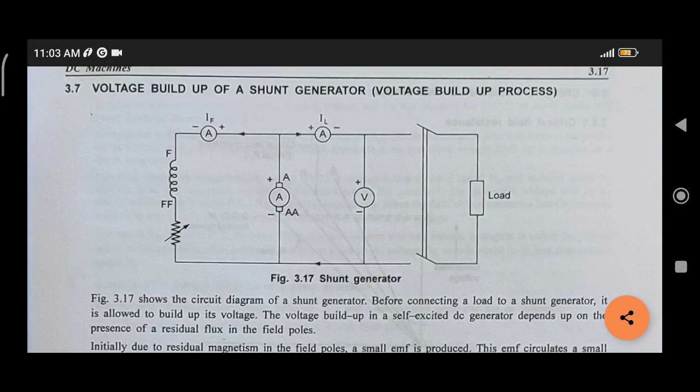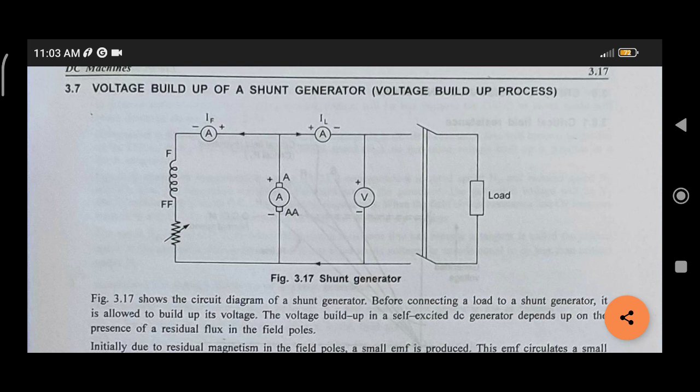Hello student. Today we are going to see how the voltage build-up process occurs in the shunt generator. Basically, in a generator we have one process in which the voltage builds up and develops the final, or we can say the rated voltage, which is required to be fed to the supply system.